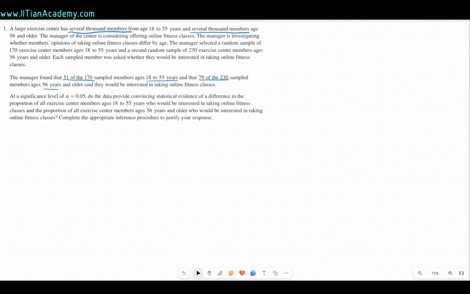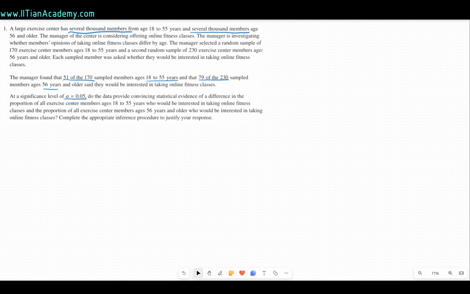We need to perform this test at a significance level of 0.05 to determine whether there is enough statistical evidence to show a difference in the proportion of these people who want to take online classes, in these groups between 18 and 55 and above 56. And so we need to complete an appropriate inference procedure.